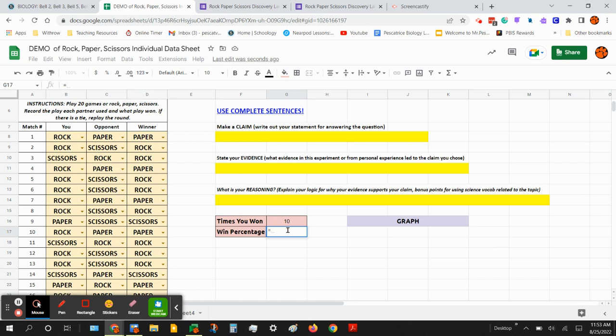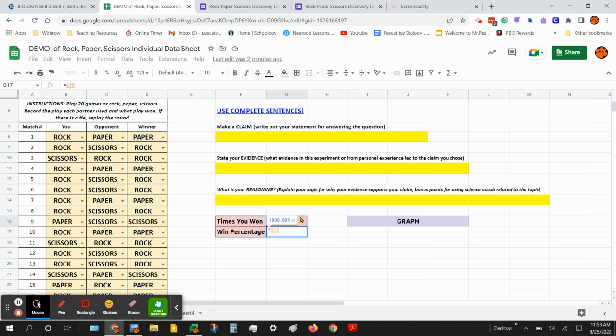Okay, so when you do that, you're now going to do some division. So you want to divide the number of wins you got by the total number of games you played. So click on the box above it where you got the times you won. It should say G16 in orange. Okay, so G16 is saying that it's in column G, row 16. Whatever number is in that box, the computer is going to use.